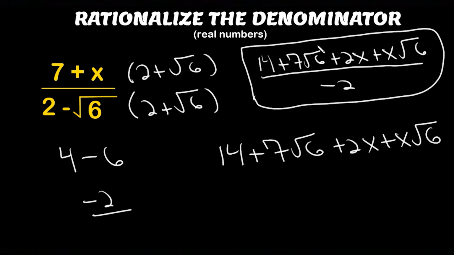Now, if you wanted to, you could take this negative and you could redistribute to the numerator if you wanted to do that. If you don't want to have that negative number in your denominator, that's totally fine. I'm just going to leave it there. It's the same thing. All right. So that's done. So that is how you rationalize the denominator when you're dealing with real numbers.